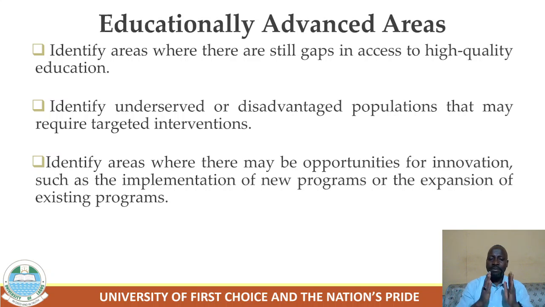All these are typical examples of disadvantaged populations. And they are also available in educationally advanced areas. So we need school mapping exercise to be able to identify this special category of population, so that we will be able to come up with interventions or policies that will target these categories of people.